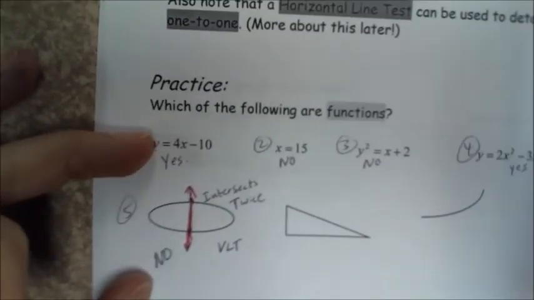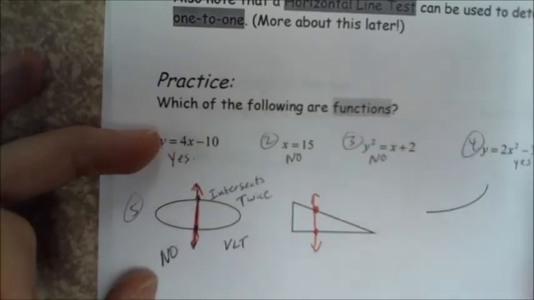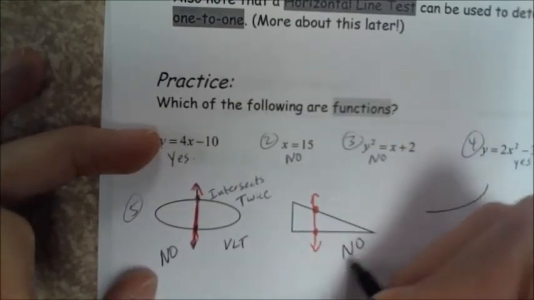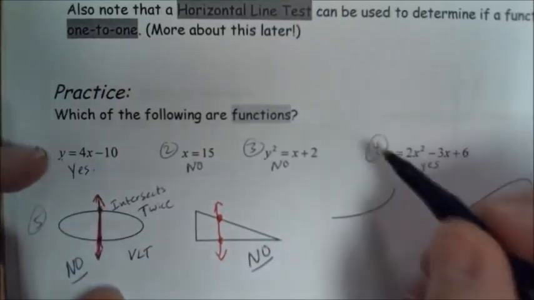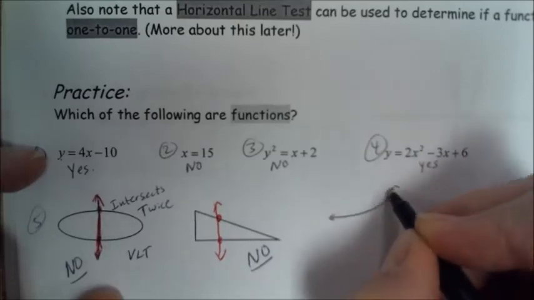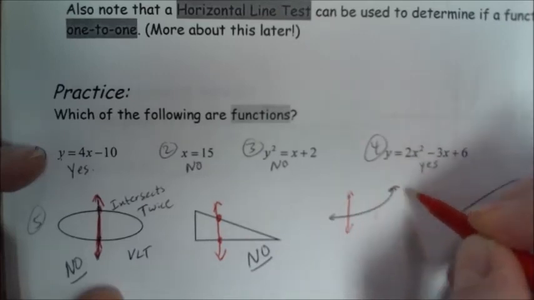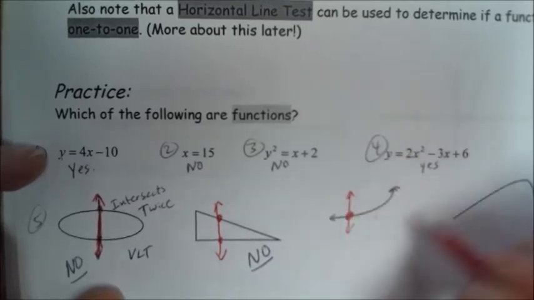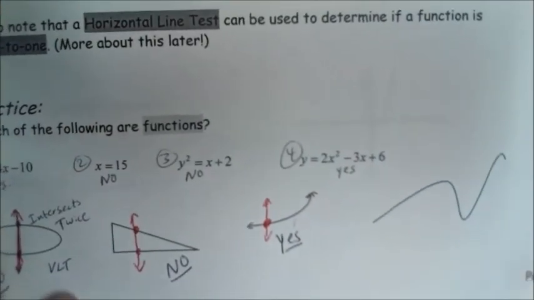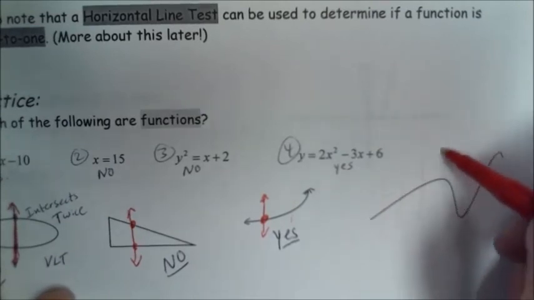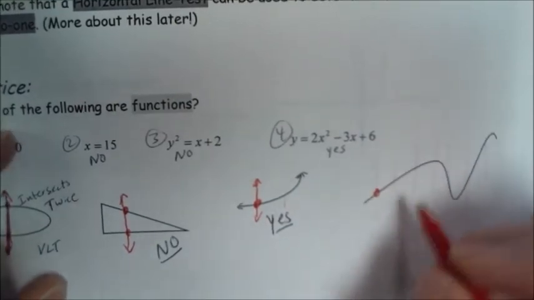Here's another graph, this triangle. If we draw a vertical line here, it intersects the graph 2 times, so this is no, this is not a function. Here you have a line that's going up at a rapid pace. I'll just put arrows on the end of it. But if you draw any vertical line through this graph, it doesn't matter where it is, it'll only intersect it once. So this is yes, this is a function. And then over here, again, if you draw a vertical line at any point, any vertical line only intersects this graph once.